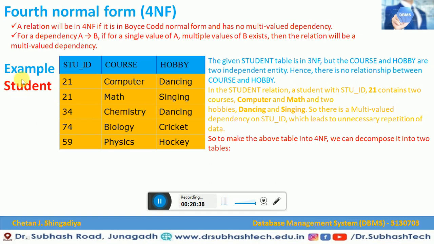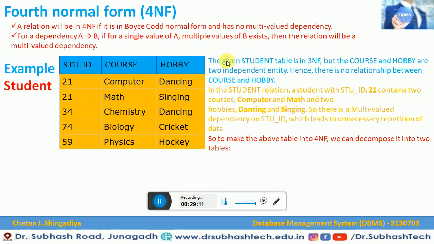Now look at this table. In the student table we have taken 3 columns: student ID, course, and hobby. This particular table is not in 4NF. Why? Because it contains multiple values of B. Here you can see 21 is related to dancing and 21 is related to singing also. So this is not possible. This is a multi-valued thing, where a particular column contains multi-valued attributes. So this is not possible in 4NF.